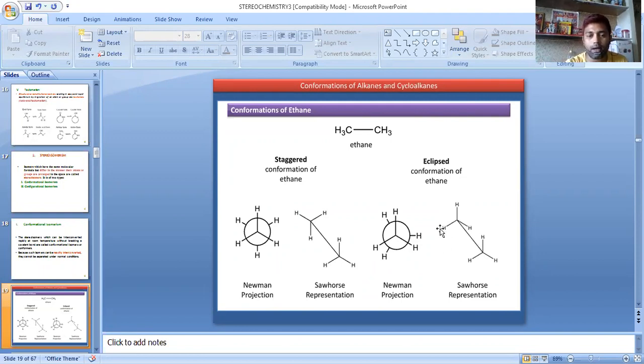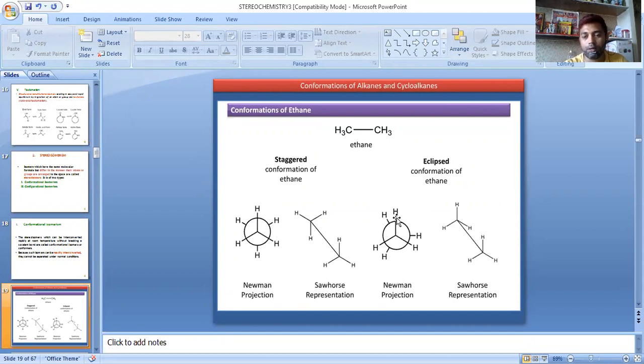So what is the dihedral angle? It is the angle between the front carbon and back carbon atoms. See, this hydrogen on the front carbon and this hydrogen on the back carbon. The angle between these two hydrogen atoms is known as the dihedral angle. In the staggered conformation, this dihedral angle is 60 degrees. But in the eclipsed conformation, this dihedral angle is 0 degrees.